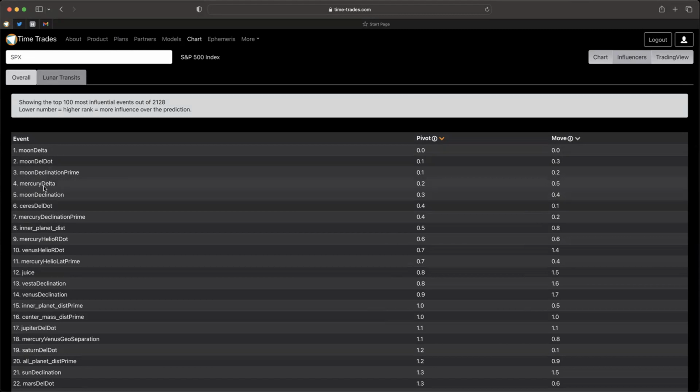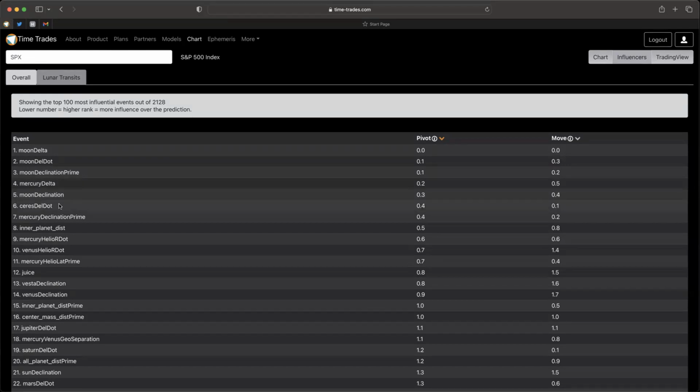And delta to Mercury delta again is important. And we see the actual declination here, not the rate of change of declination. That's number 5. So many moon related items here in the top 5. That's huge. Like, I think 4 out of the top 5 are moon related. Then we get into Ceres.